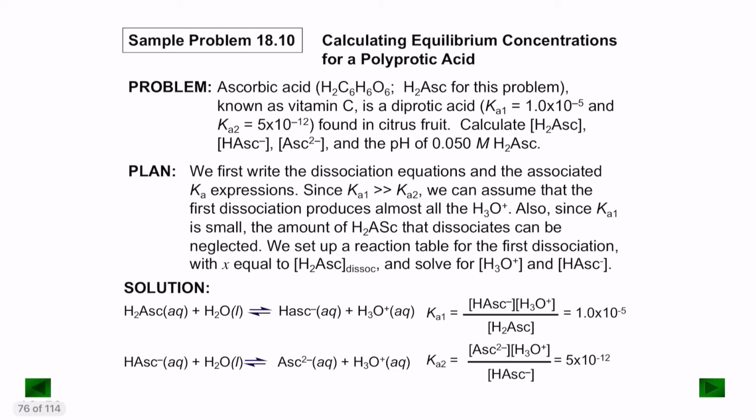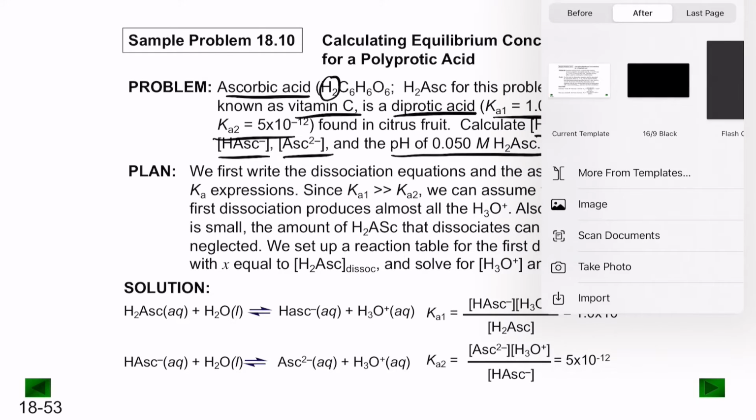Now let's solve a problem. Ascorbic acid, known as vitamin C, is a diprotic acid which has 2 ionizable protons, and they have Ka1 and Ka2 values, found in citrus fruit. Calculate the H2ASC concentration, HASC minus, ASC2 minus, and the pH of 0.050 M H2ASC. So now we need to first write the actual equation.